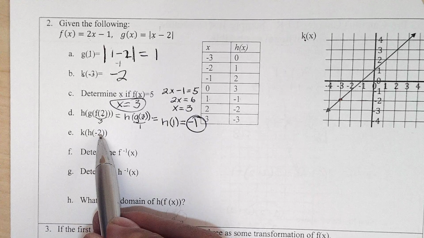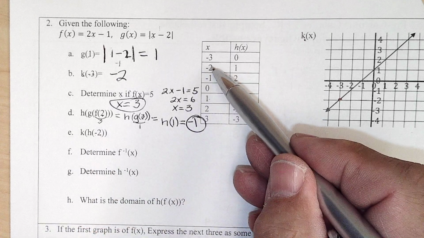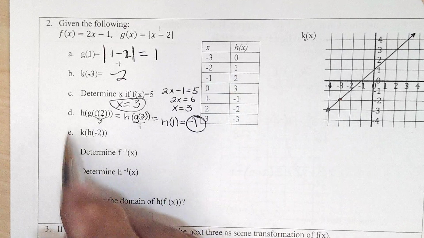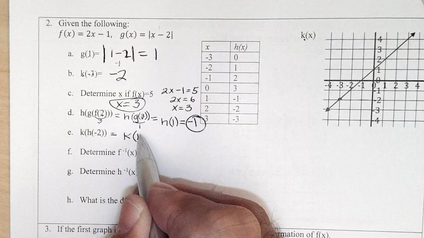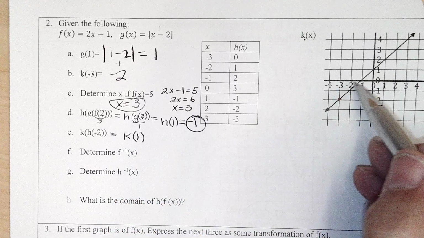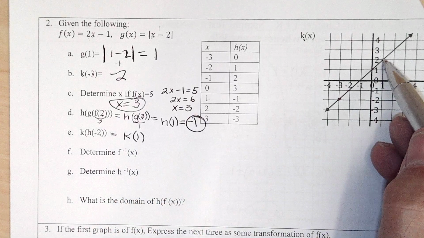What's h of negative 2? So I got to put negative 2 into h, and I get 1. So that means I'm trying to find k of 1. If I put 1 into k, I get 2.